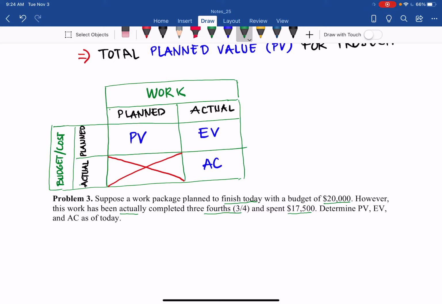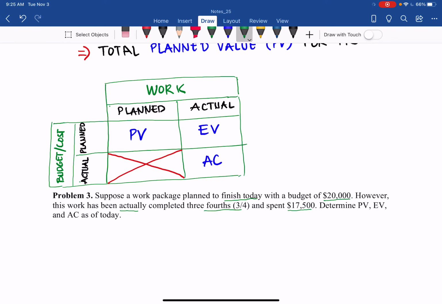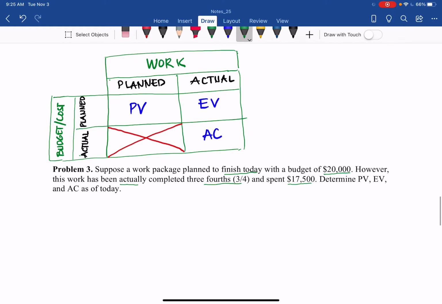And there is no scenario where the work is planned and the actual budget or cost is spent. Just like if I plan to drive from our campus to Naples, it means there is no actual gasoline or fuel already consumed, so it's not realistic to put anything in that box. That's why I crossed it out. So only 3 boxes have meaning: planned value, earned value, and actual cost. You use this to determine the differences between PV, EV, and AC.